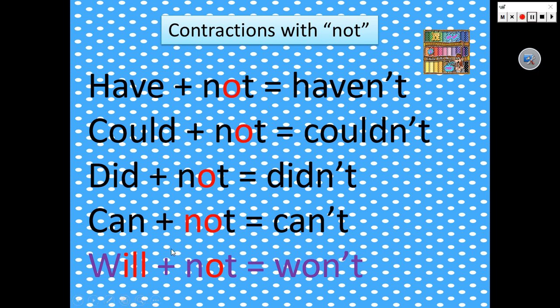Okay, this one I put it in purple because it's really the weirdest one. Will plus not. Now in your brain you might think, oh, willn't, but we know that willn't is not a real word. So it's gonna be won't. So you just have to remember that one because when you squish them together, it's not gonna work. Okay, you have to take out the ILL, and you have to take out the O, and then you have to put another O right here. So that's one you just kind of have to memorize.